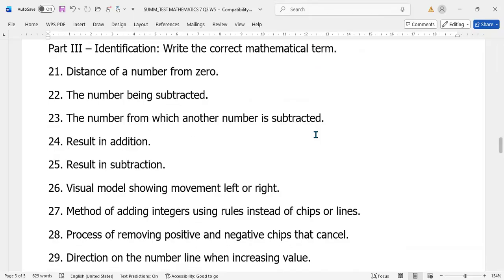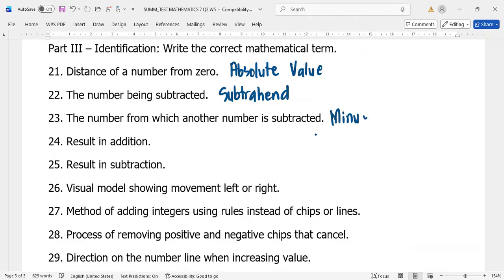Okay, next. Write the correct mathematical term. Distance of a number from 0, that is absolute value. The number being subtracted, that is subtrahend. The number from which another number is subtracted, that is minuend. Result in addition, that is sum. Result in subtraction, that is difference. Visual model showing movement left to right, that is our number line.